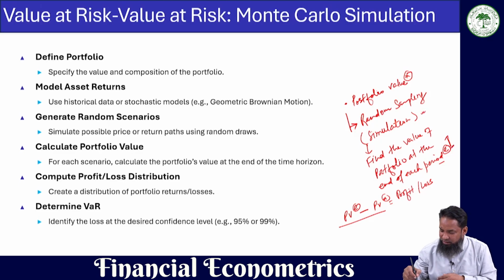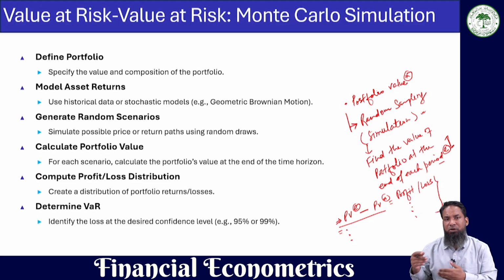So, we change the scenario here, then we will have a series of ending values, and once we have the series of ending values, similarly we will have a series of profit or loss. Then we find out the distribution of this profit and loss, and using the given confidence interval, we can find out the value at risk. So, this is basically again a simpler approach we have.